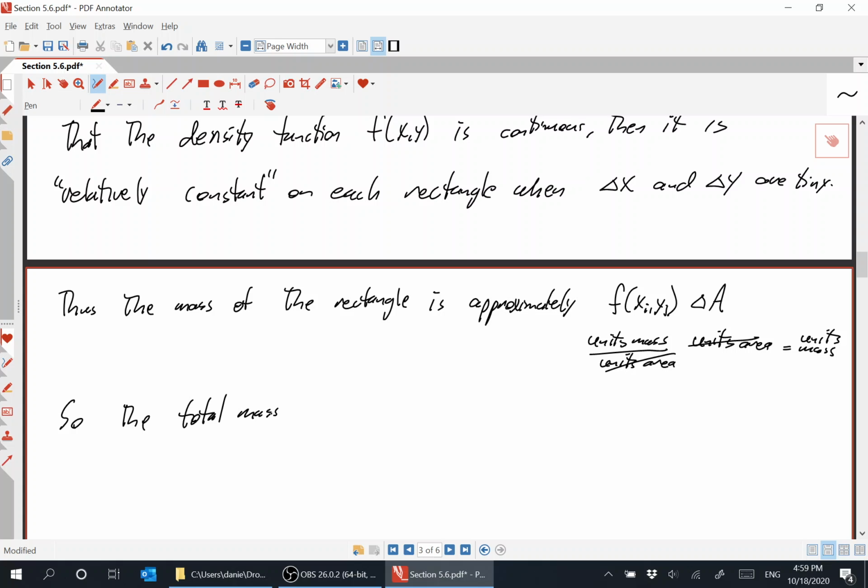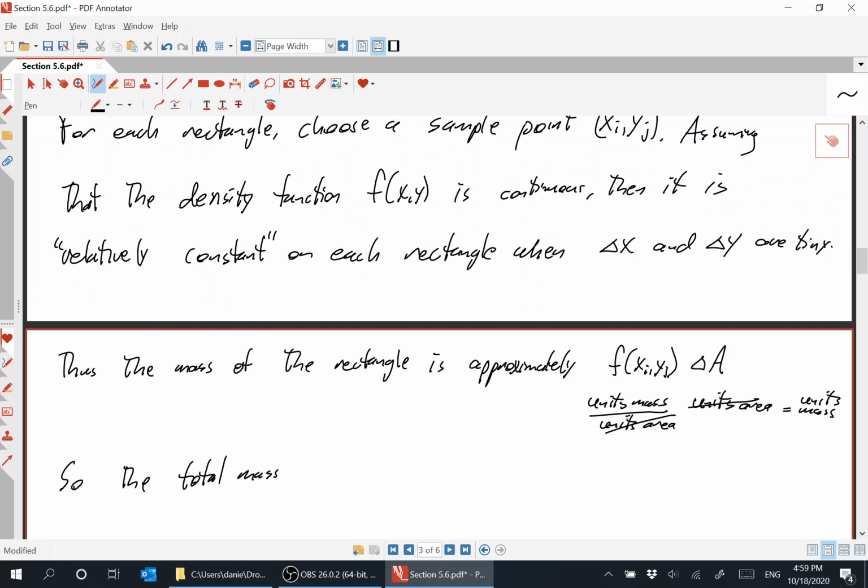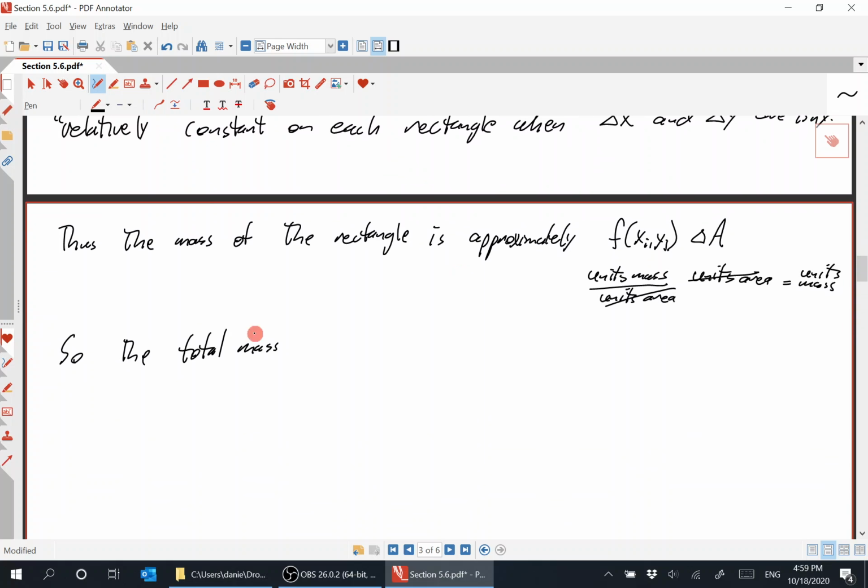Oh, I'm sorry, I'm explaining mass. I'm not supposed to be explaining mass. As long as the density function is continuous, it is relatively constant on each rectangle when delta x and delta y are tiny. Thus, the mass of the rectangle is approximately this.